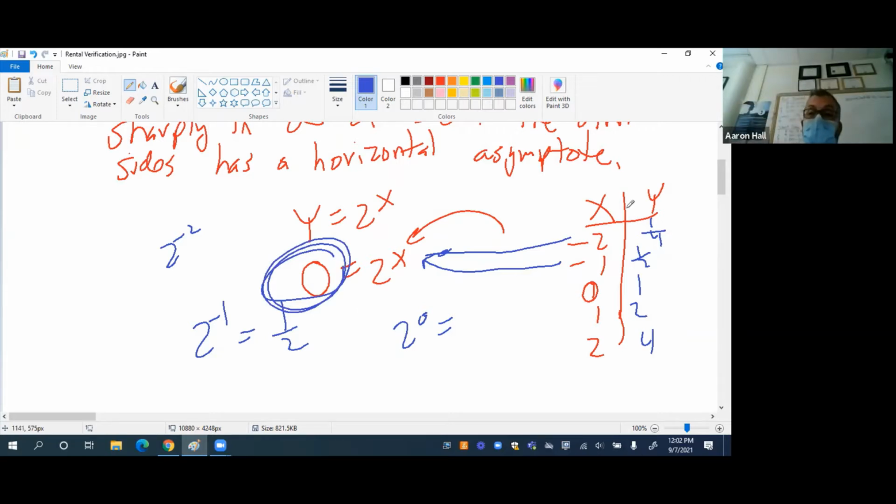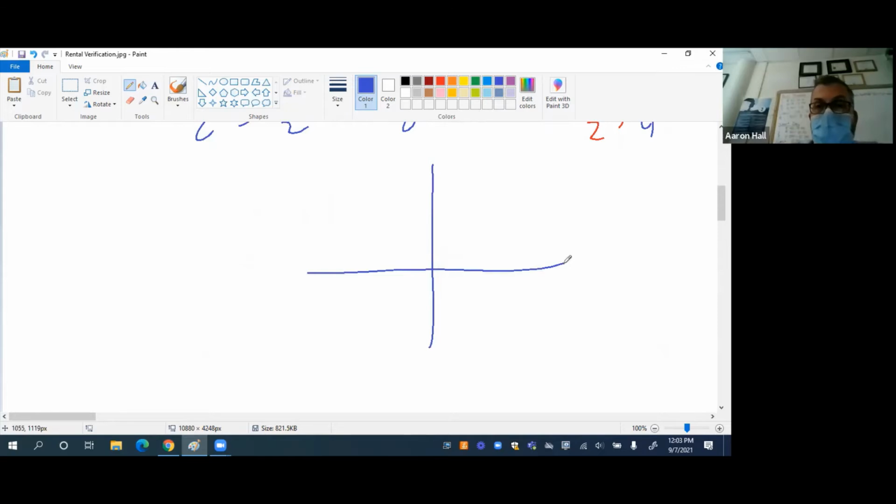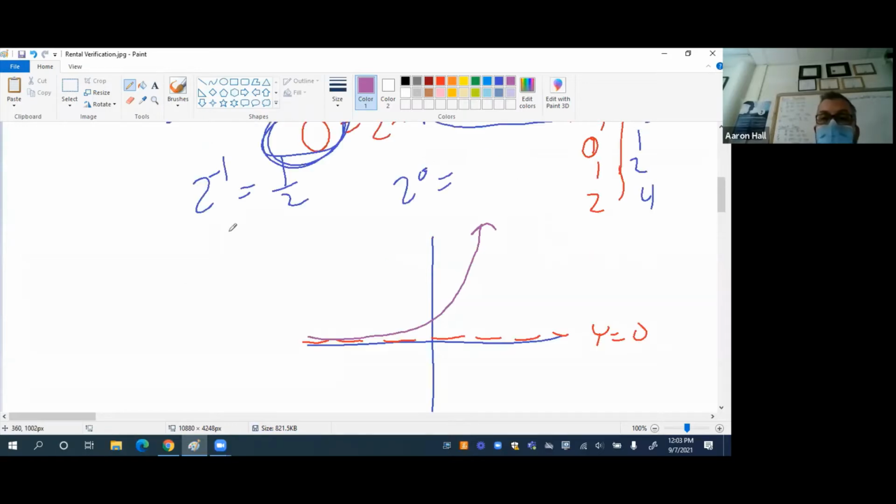So we see that as x becomes more negative, like a smaller and smaller number, then we converge on 0. So we would have in this case a graph that looks something like this. This is our horizontal asymptote at y equals 0, and then our graph is going to look something like this. That would be our exponential growth here.